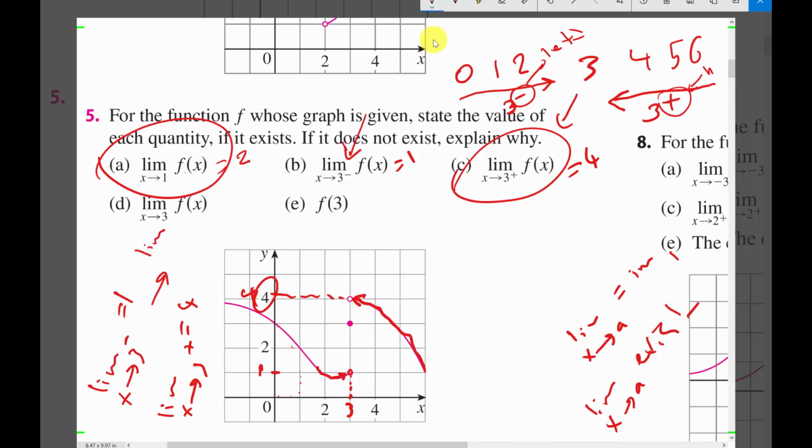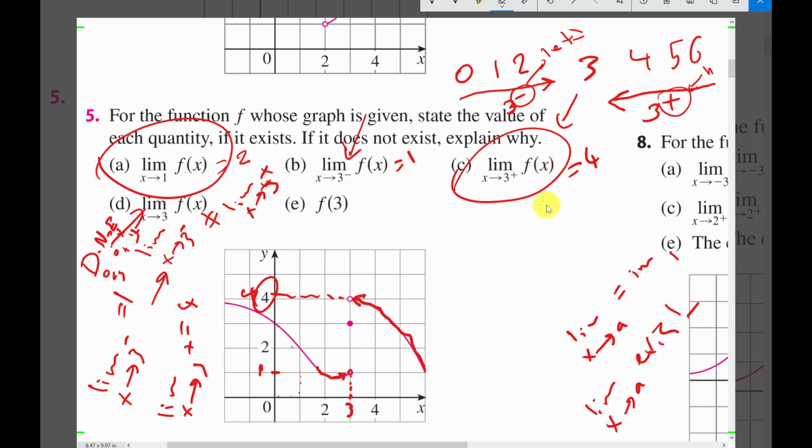Which means that the limit as x approaches 3 from the left side doesn't equal the limit as x approaches 3 from the right side. So this means that our limit does not exist. You could write that with the shortcut DNE, which means does not exist. As we said, this limit doesn't exist because the left side doesn't equal the right side.